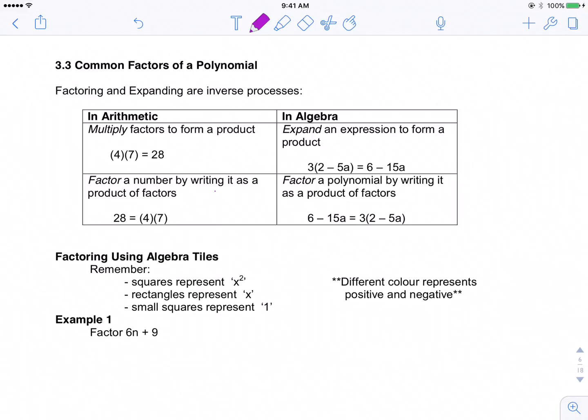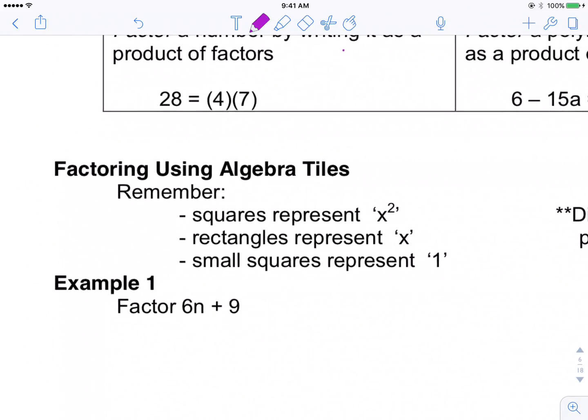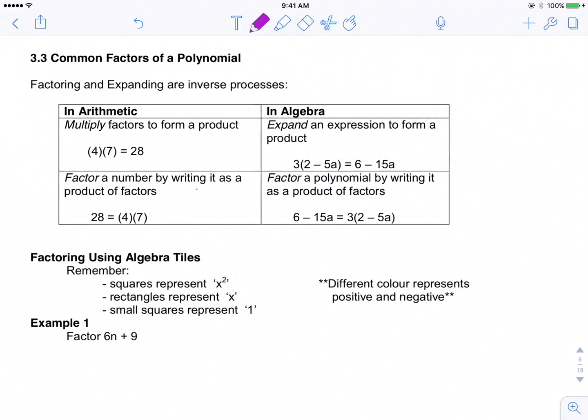Okay, section 3.3, common factors of a polynomial. There's a reason why we've been looking at factors and prime factors of different numbers up to now. And the reason is that we now need to start applying that to some algebra. Some of the skills you may have already, like distributive property, you should have seen already. You should have seen a little bit about algebra tiles, which we'll look at again.